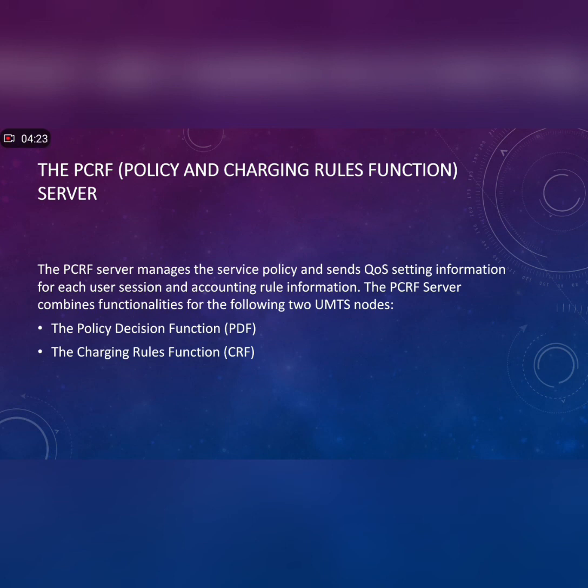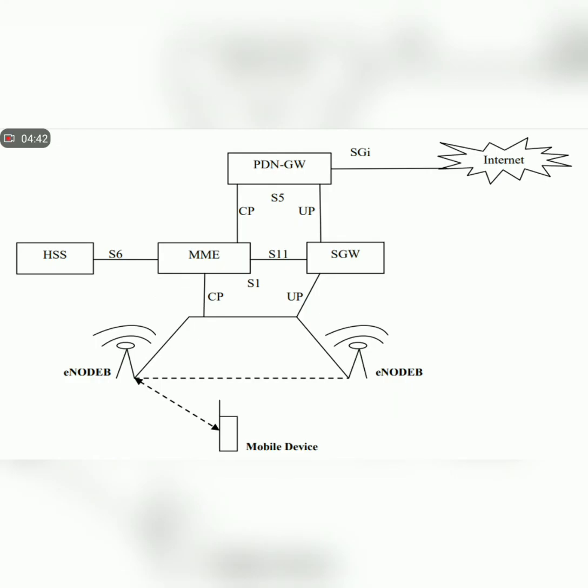The CRF role is to provide operator-defined charging rules applicable to each service data flow. The CRF selects the relevant charging rules based on information provided by the P-CSCF, such as application identifiers, type of stream, application data rate, etc. In this slide, we can see how all the components of the architecture are related to each other.